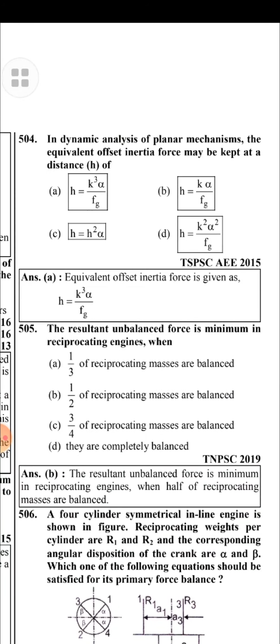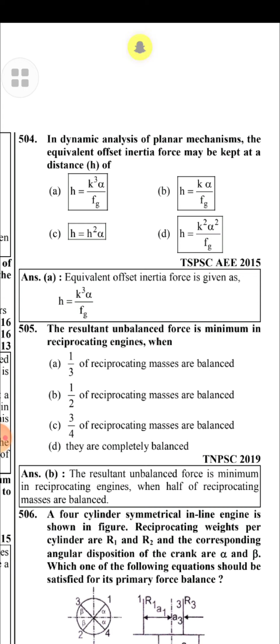In dynamic analysis of planar mechanism, the equivalent offset inertia force may be kept at a distance h, where h is equal to k² α by F_G. Equivalently, the offset inertia force is given as h = k² α / F_G.